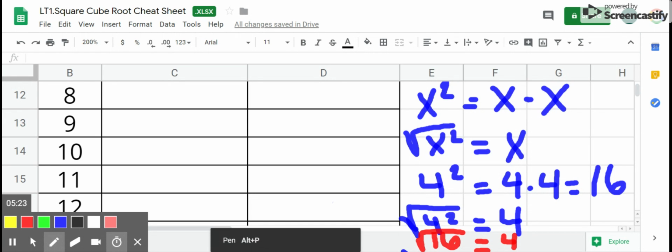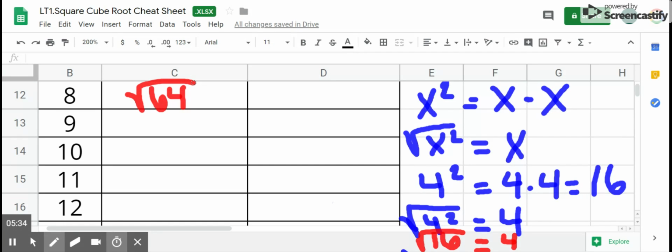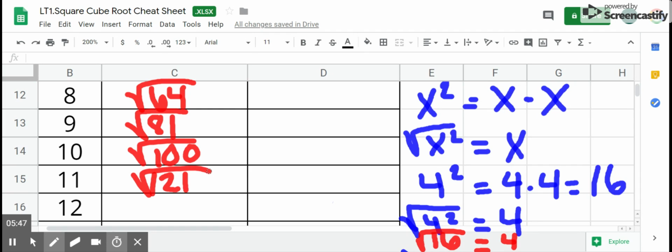Okay, now we're going to move on to more numbers. Next one, we have 8. Squared means we're multiplying it twice. So 8 times 8 is 64. Therefore, the square root of 64 is 8. 9 times 9 is 81. Square root of 81 is 9. 10 times 10 is 100. So square root of 100 is 10. 11 times 11 is 121. So if I take the square root of 121, I get 11. 12 times 12 is 144. So square root of 144 is 12.